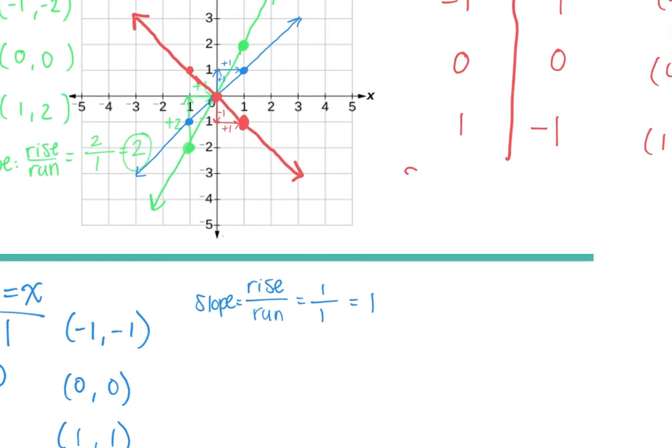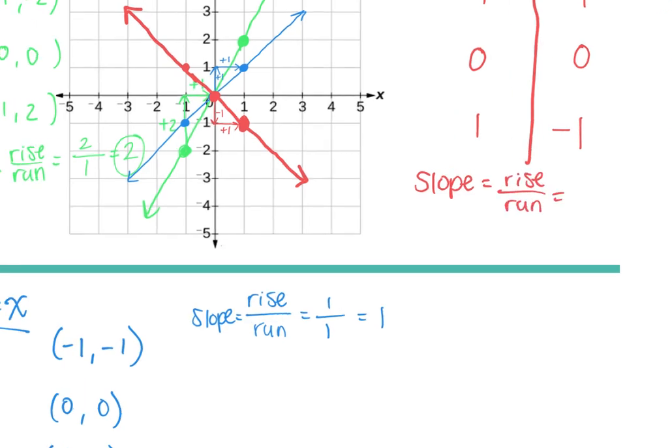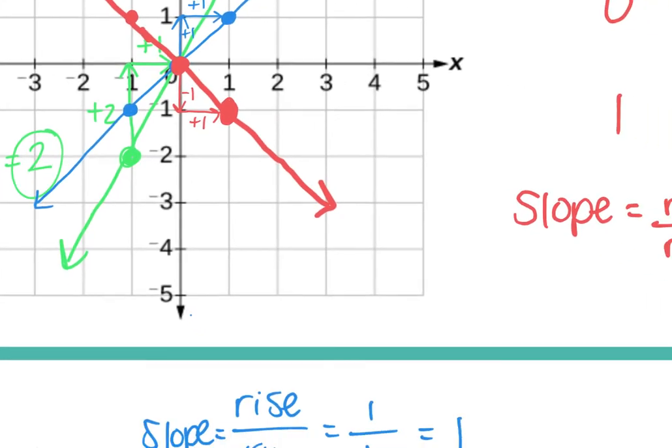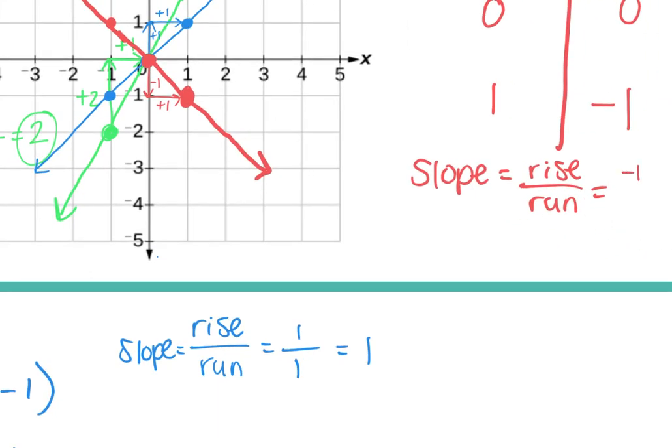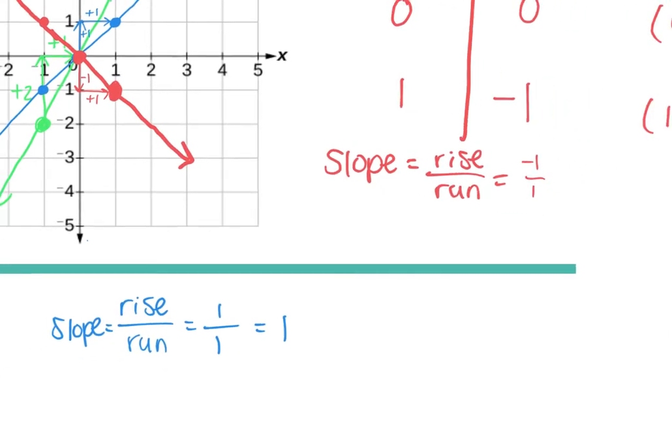So our slope, again, is rise over run. So it's going to be -1 over +1. What's -1 divided by +1? Nick?